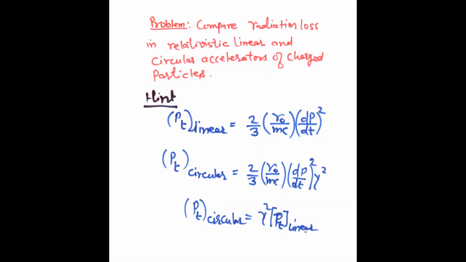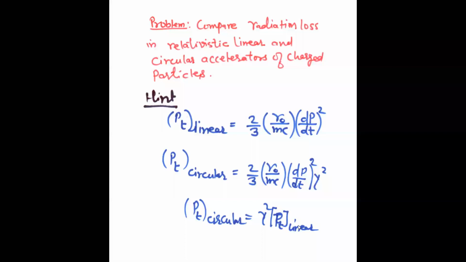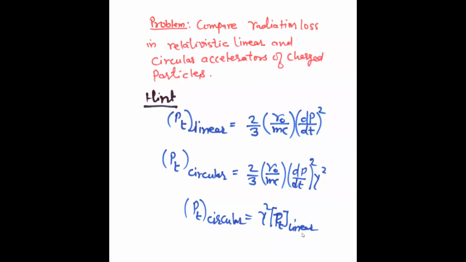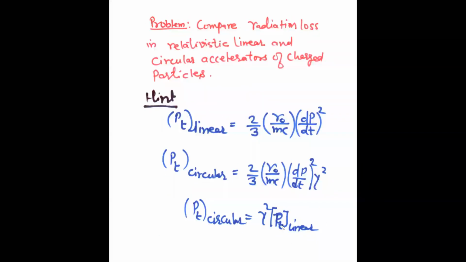This is one of the reasons for which linear accelerators, which we call LINAC, are preferred over the circular accelerator. So from this formula you can say that in a circular accelerator like a betatron or magnetron, the power loss is more as compared to the linear accelerator. So that's why linear accelerators are preferred, because we want an accelerator that accelerates charged particles and keeps power loss low. So that is in the linear accelerator.